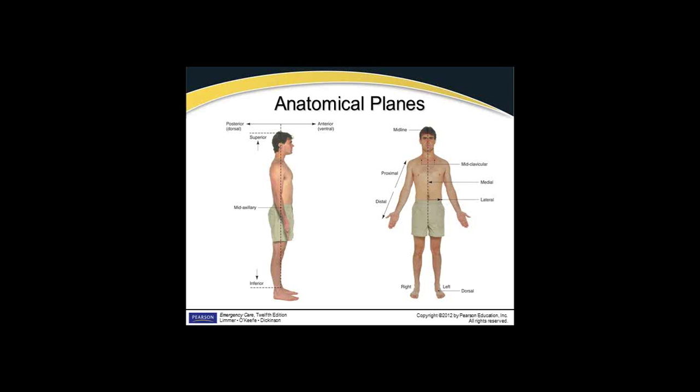So medial versus lateral. You may have a medial malleolus and a lateral malleolus, both of those being parts of the ankle. The lateral malleolus is the outside of your ankle. Medial malleolus, the inside. And then dorsal and palmar, and one more we'll put in there.